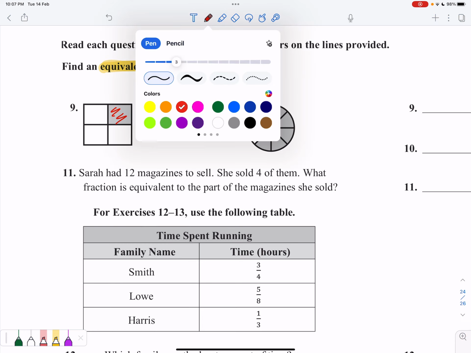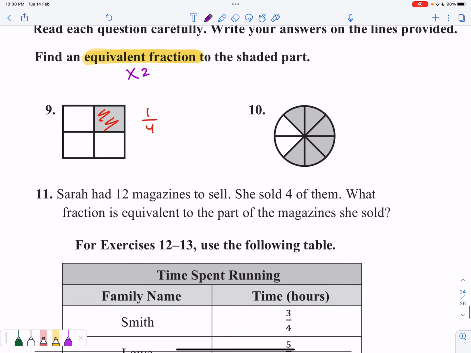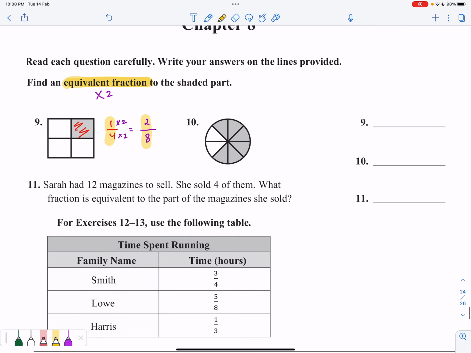If you can remember, we say that we can make any equivalent fraction by multiplying that fraction up and down by any number we choose, right? We can multiply by 2, by 3, by 10, by anything you like. So I can multiply by 2, let's try 2. But don't forget you should multiply up and down. So 1 times 2 equals 2, and 4 times 2 equals 8. So 1 over 4 is the fraction and 2 over 8 is an equivalent fraction.